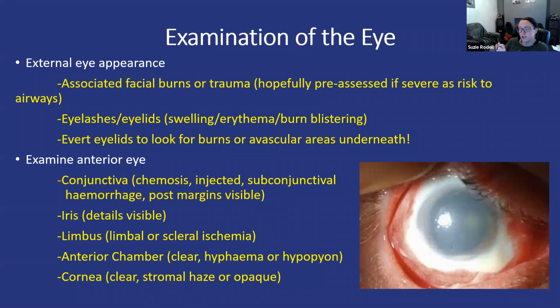So I do evert, but after irrigation, I evert the eyelid to look for any signs of burns or avascular areas underneath. Typically, the conjunctiva tends to be just red and aggravated looking. Anatomy, so this is where the anatomy comes in handy. The conjunctiva quite often will look injected and quite aggravated in chemical burns.